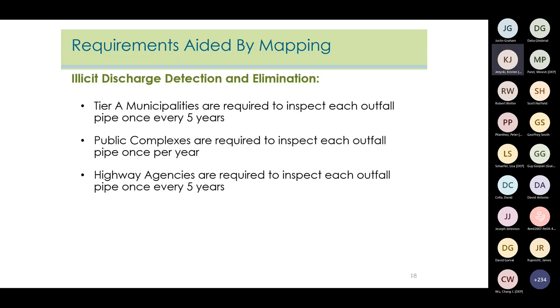Here are the illicit discharge requirements from each of the MS4 permits. It's important to note that any illicit discharges that are found must be remediated and reported to the department. Tier A's and highway agencies have to inspect each of their outfalls for illicit discharges once every 5 years, and public complexes have to inspect each of their outfalls once annually for illicit discharges.